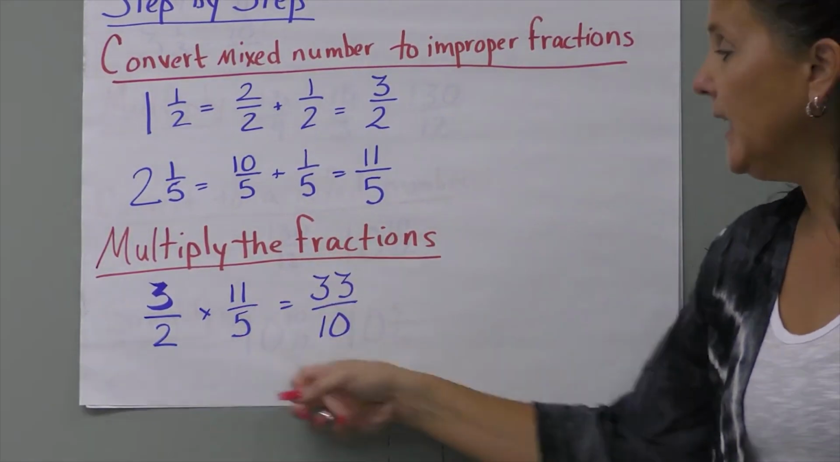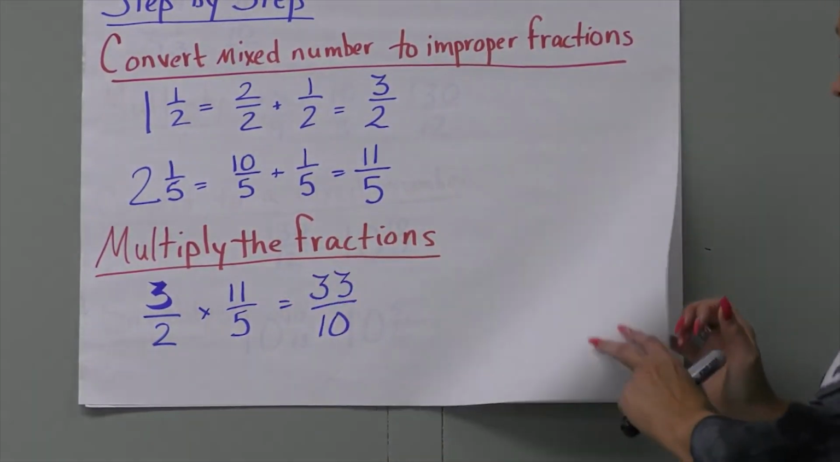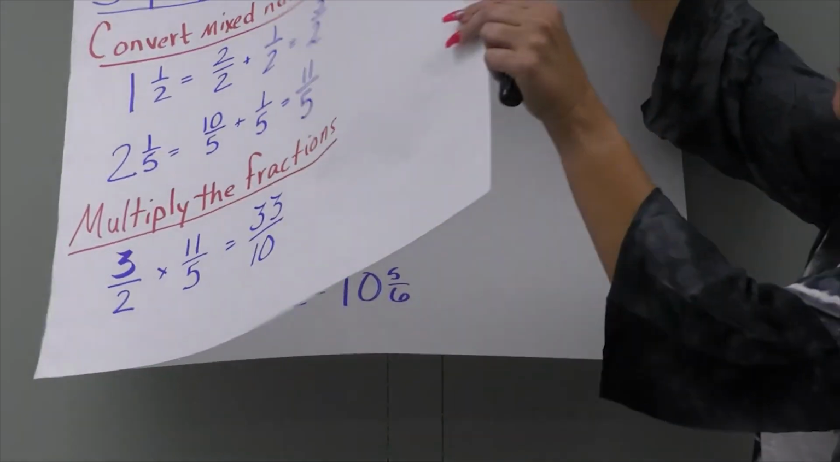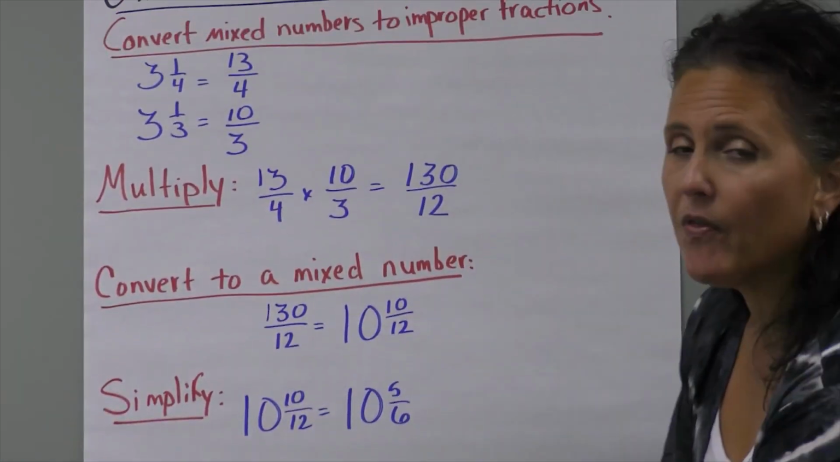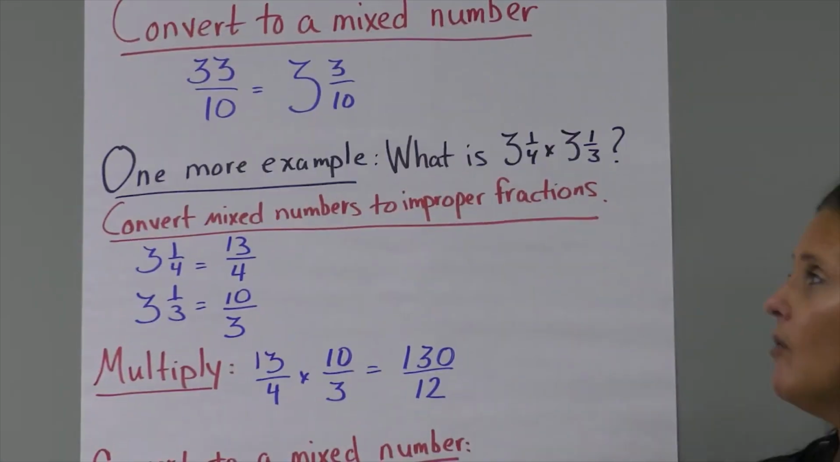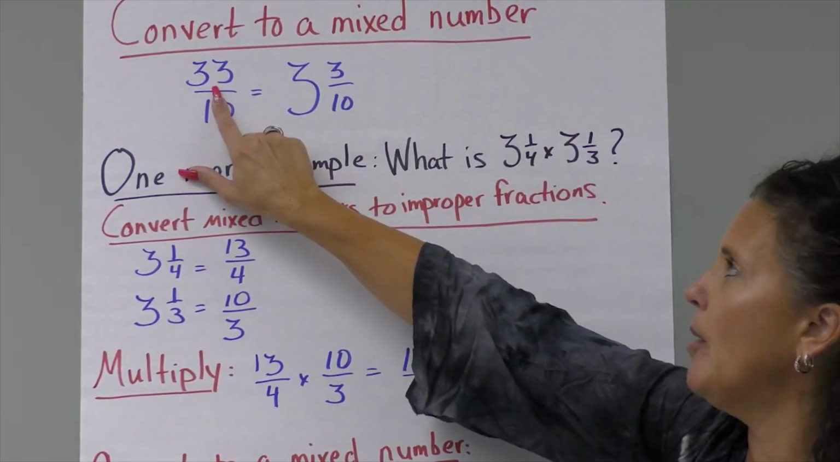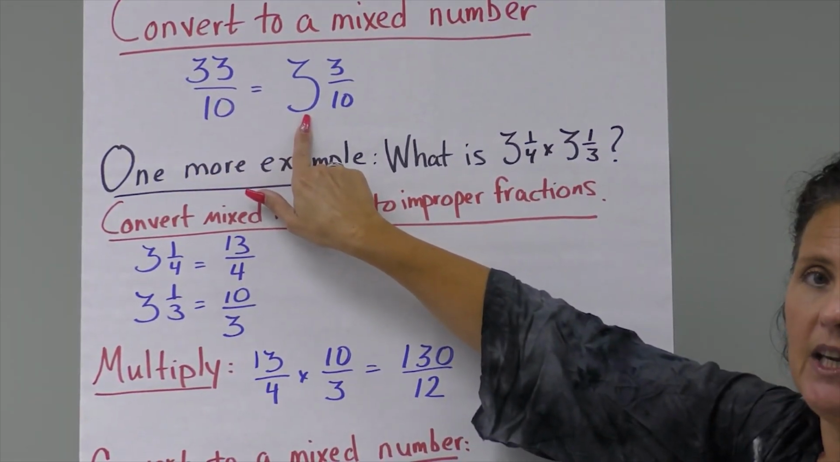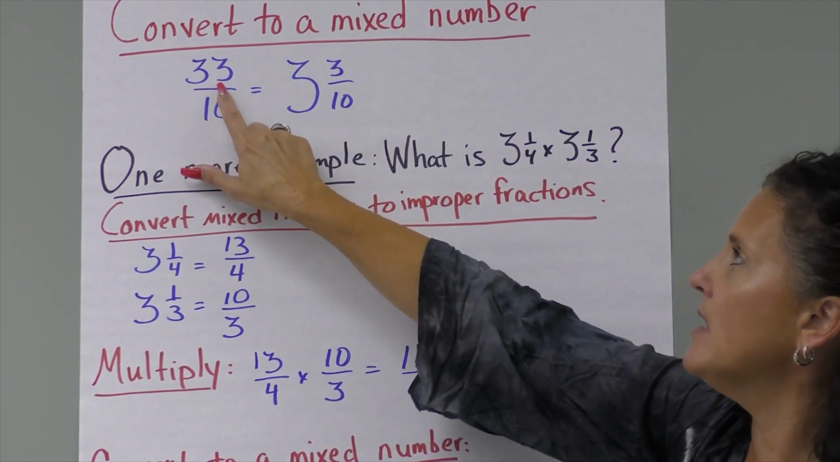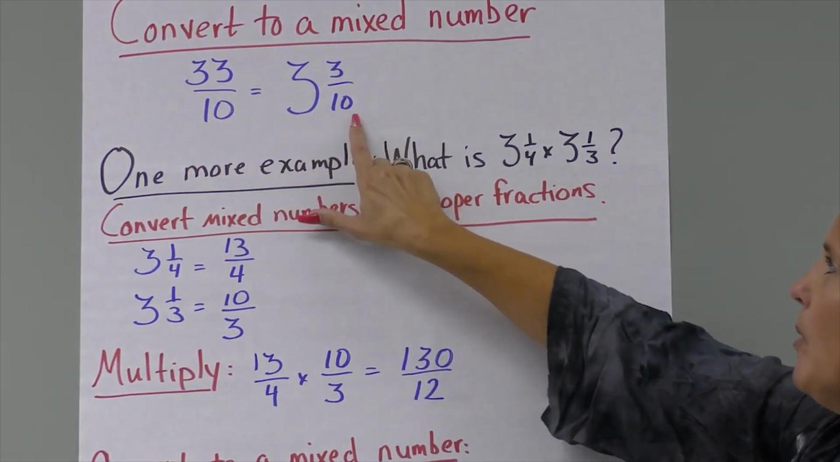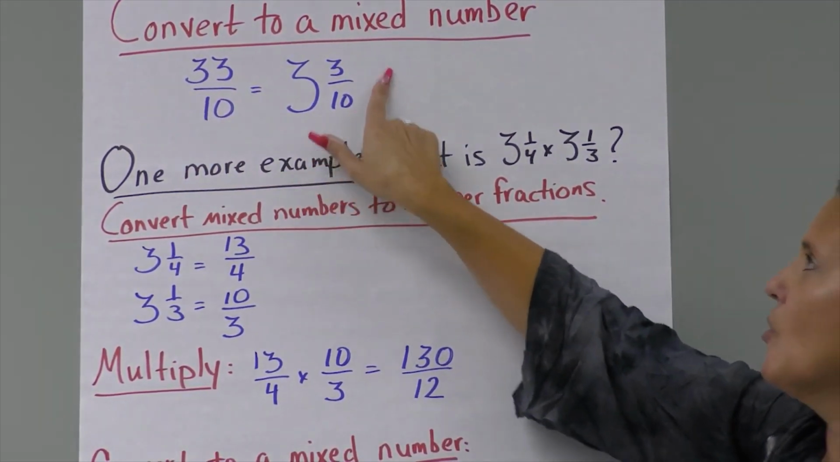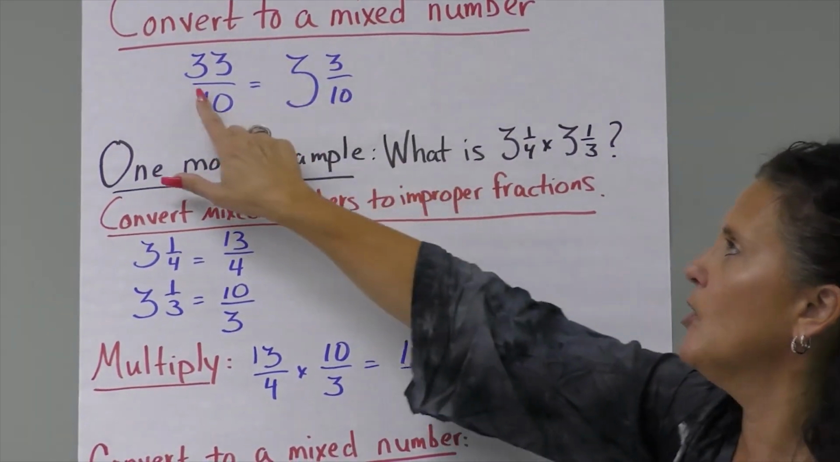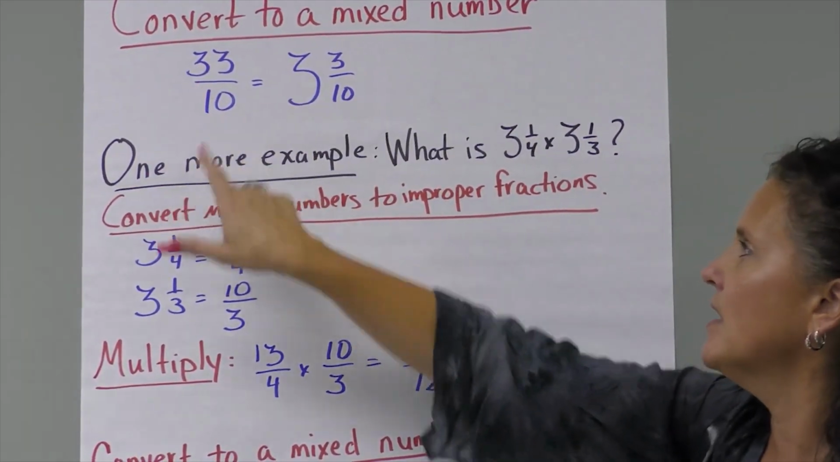So do we want to leave it in this representation here? Let's look and see if that's how we want our answer. We can convert that to a mixed number, right? So we take 10, how many times will it go into 33? 3 times, which gives us 30. And then 33 minus 30 gives us 3, and we put that back over our 10. So 3 and 3/10 is equal to 33/10.